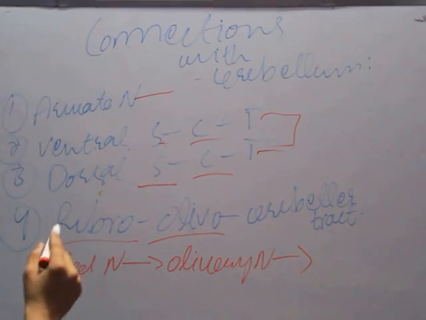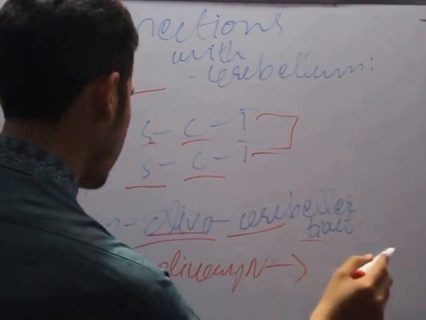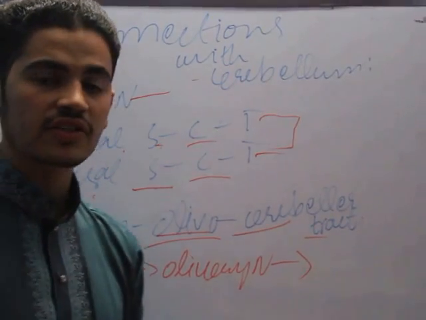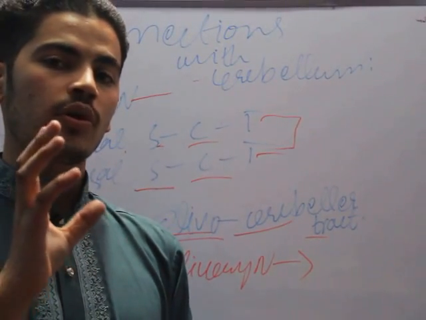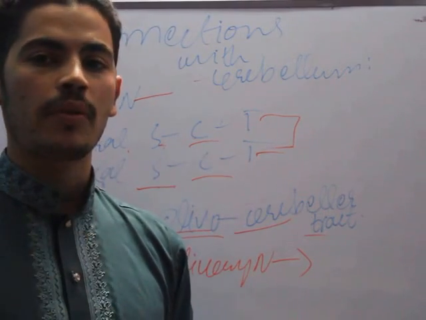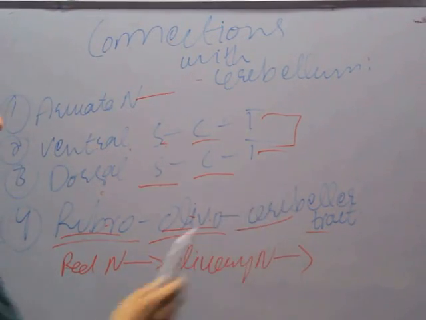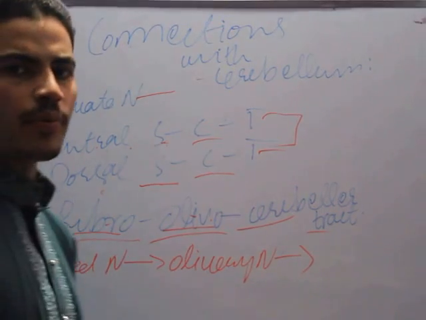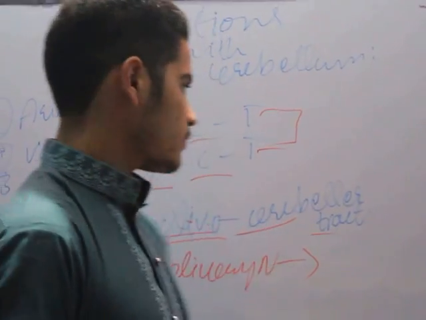That's why this is called rubro-olivocerebellar tract, and thus this is maintaining the coordination between your brain stem, for example your midbrain, and olives and cerebellum. So these are some important tracks you should know about it.